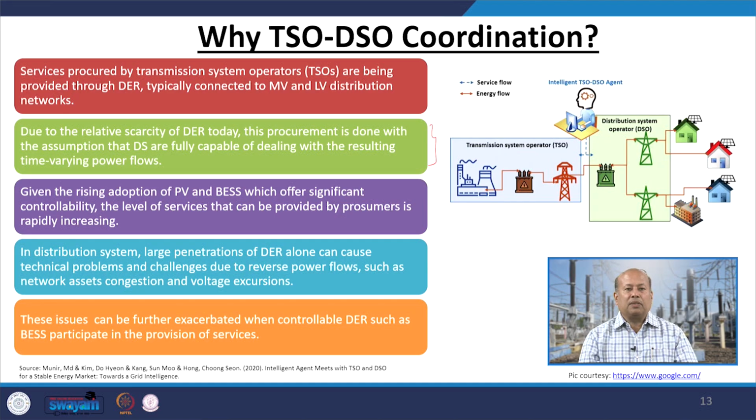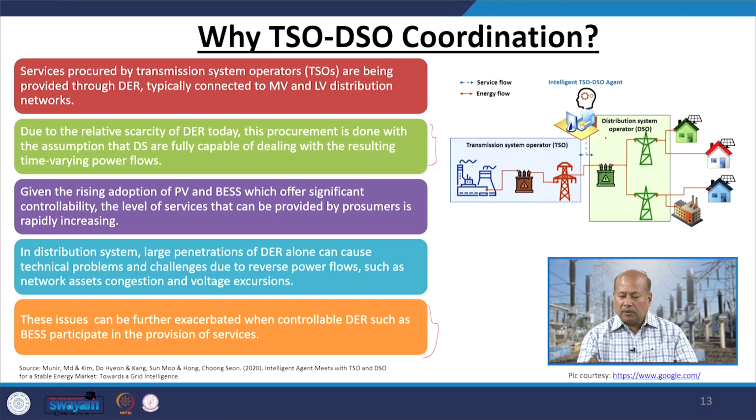In a distribution system, large penetration of DI alone can cause technical problems and challenges due to reverse power flow, such as network asset congestion and voltage excursions. These issues can be further exacerbated when controllable DRs such as BSS participate in the provision of services. So, you can just have a look.